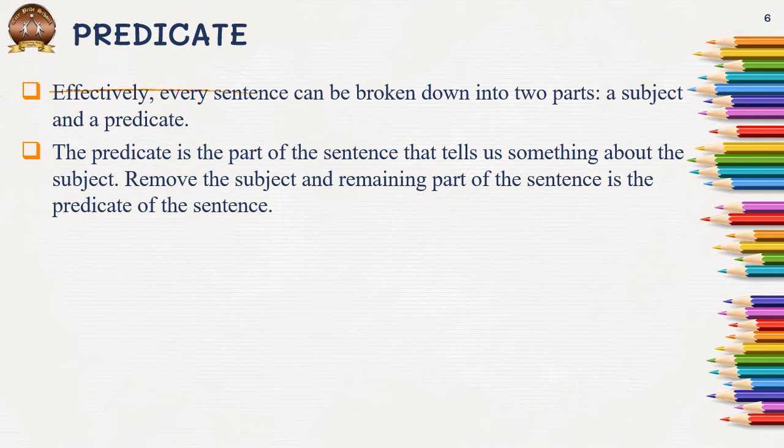The predicate is the part of the sentence that tells us something about the subject. Remove the subject and the remaining part of the sentence is the predicate. So, if you are able to locate the subject in the sentence, whatever is remaining becomes the predicate. Always remember that. It's that easy. You locate the verb, you'll be able to find the subject, and the moment you identify the subject, whatever is remaining becomes your predicate. So, dear children, identifying the verb is the key.